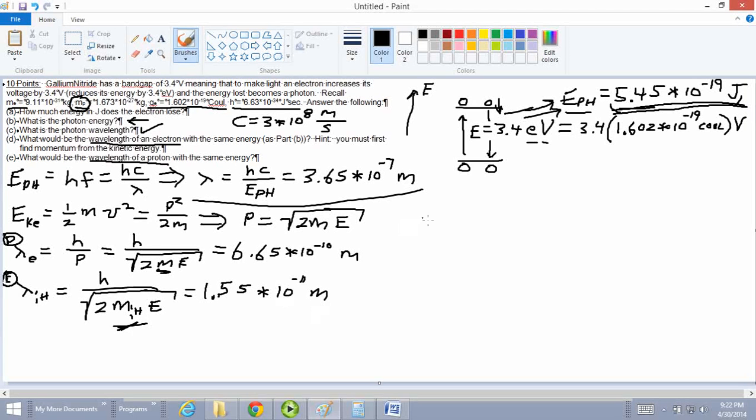Smaller yet. Okay, wavelength of a particle. Particles are waves, waves are particles. When we get to quantum mechanics, that's what we're talking about. This is a quantum mechanics type of problem.